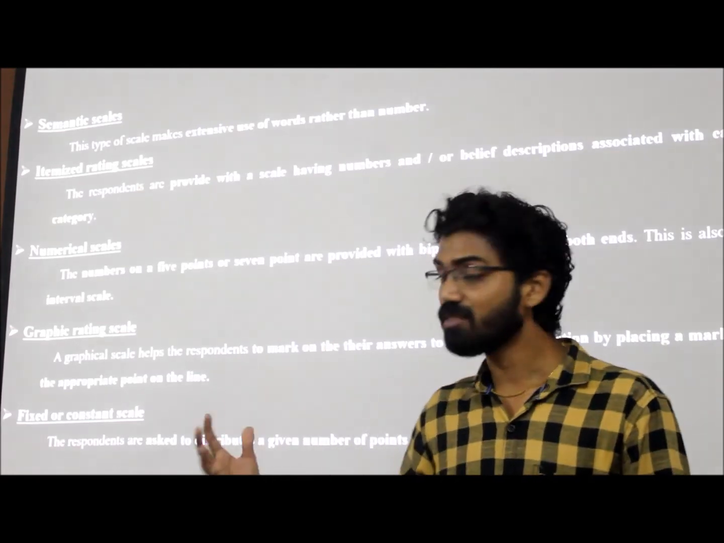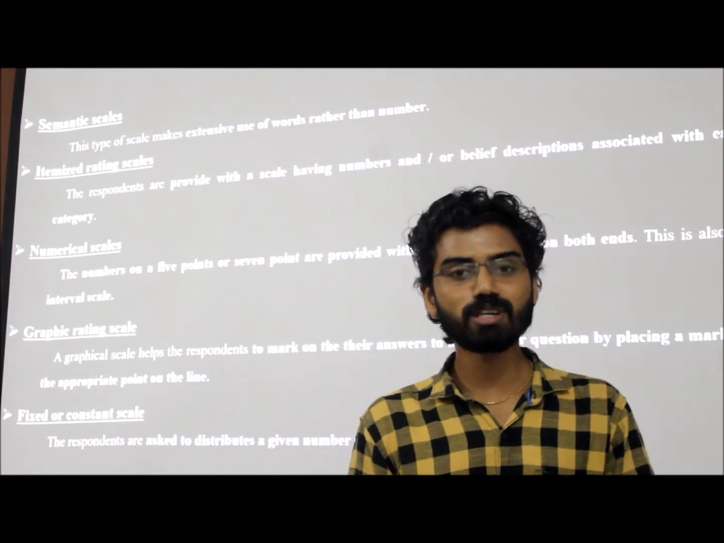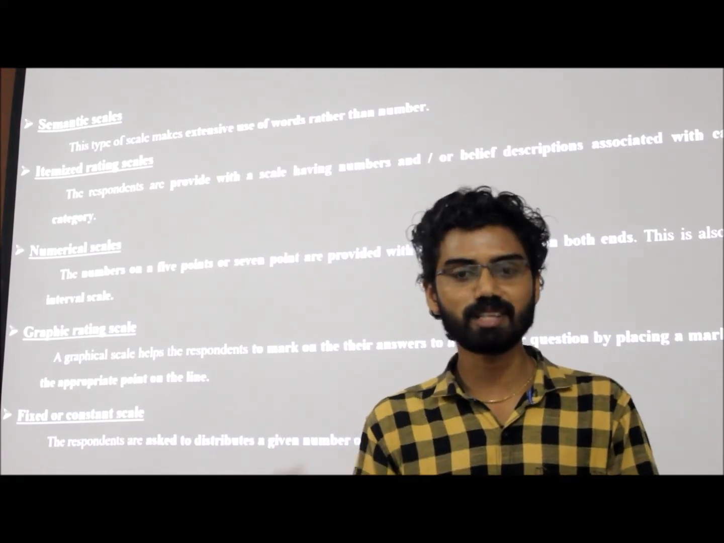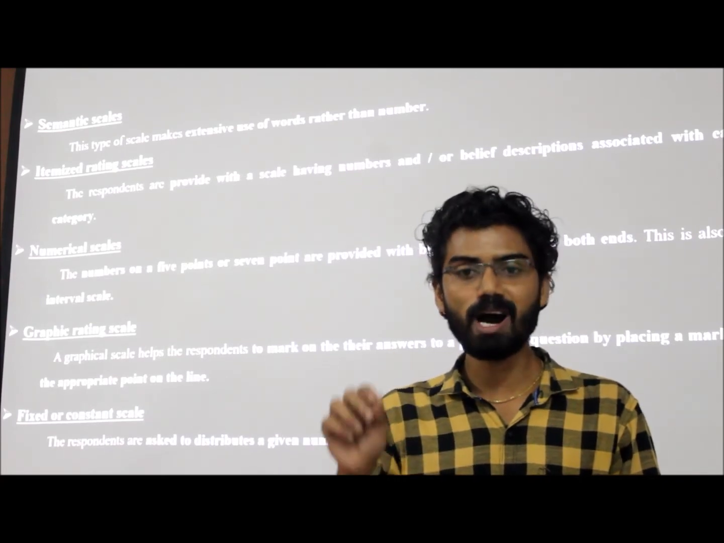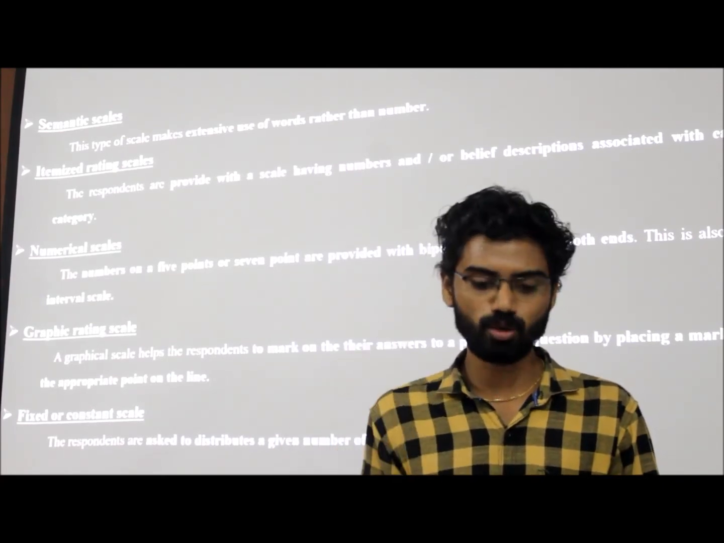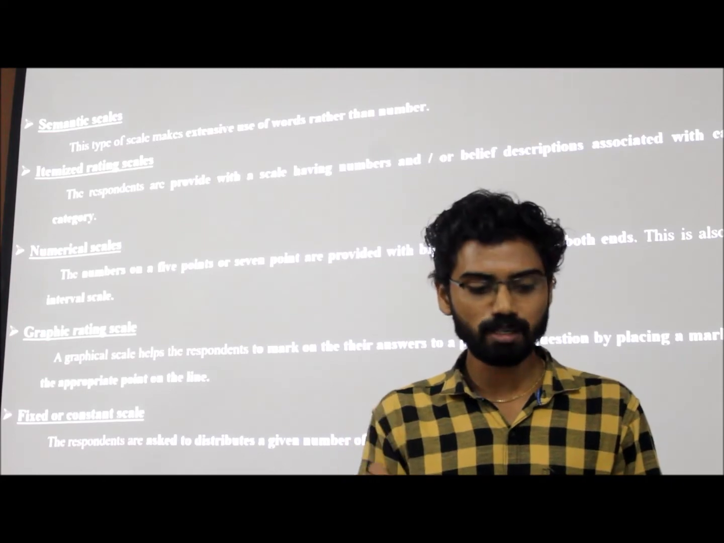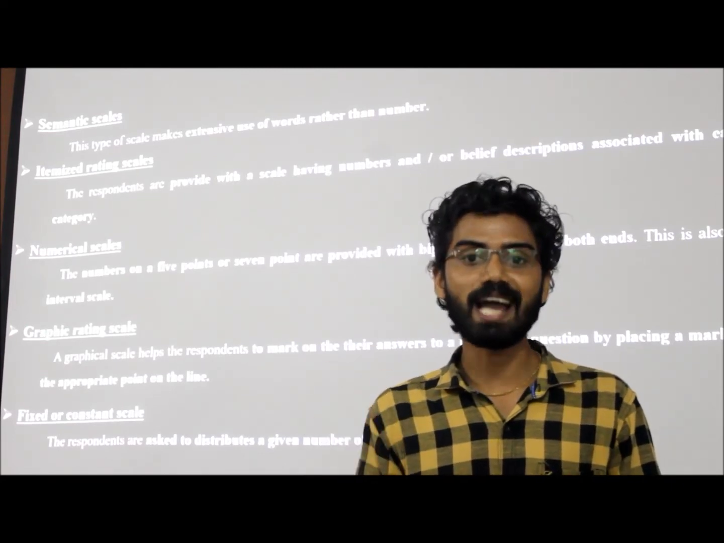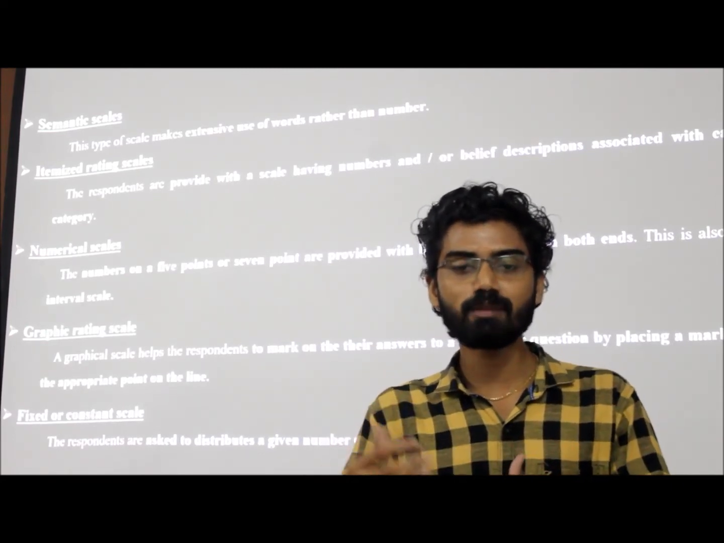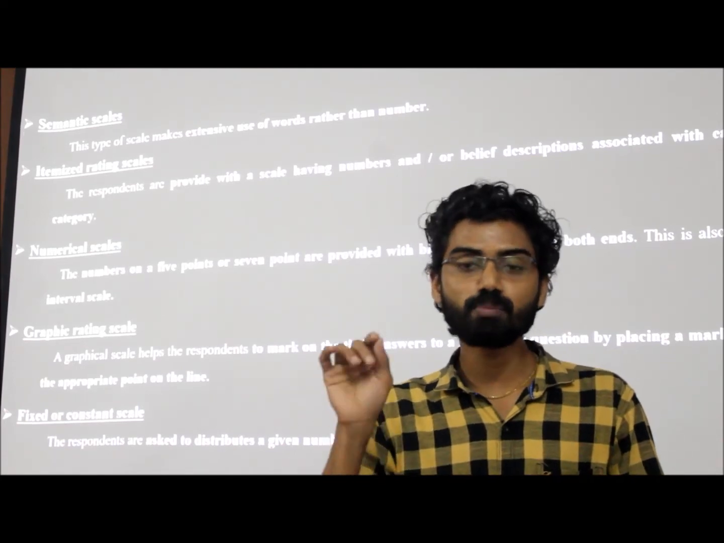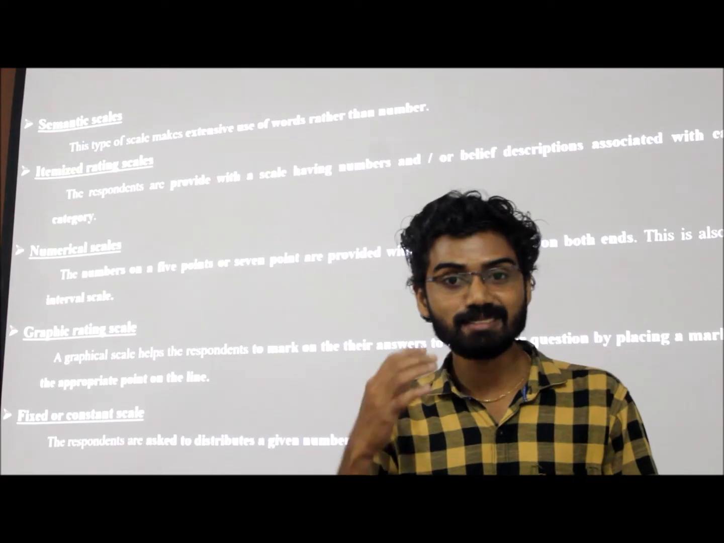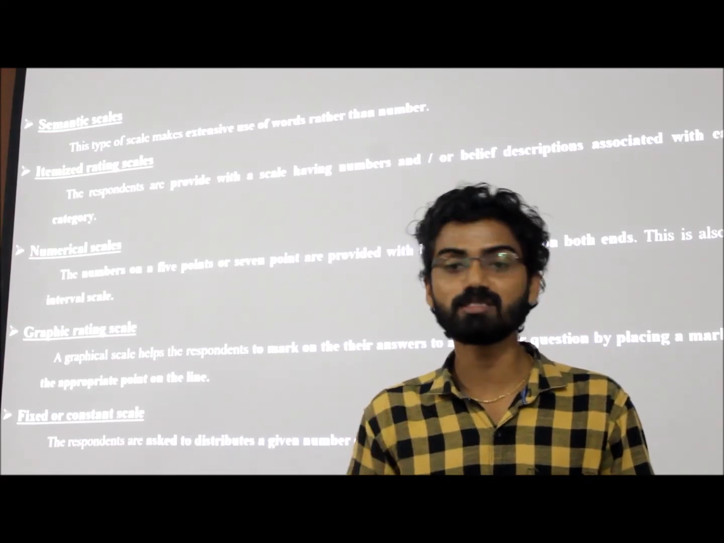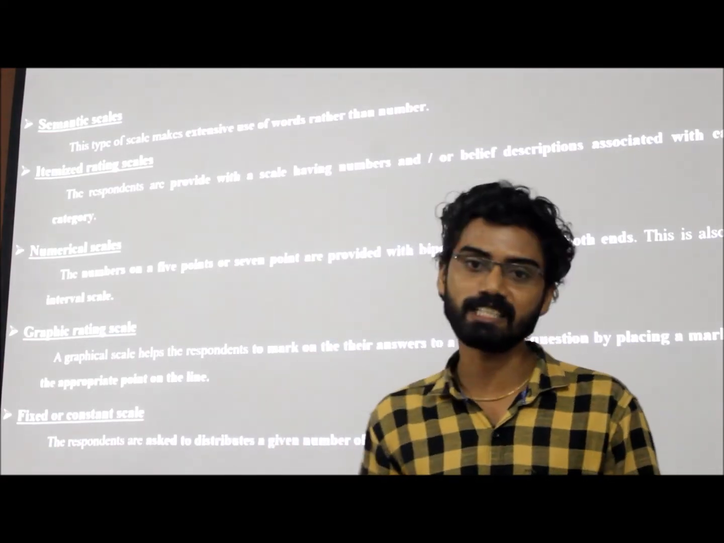And next one is graphic rating scale. It is also clear from the name, we are using the graphic rating. Okay, so a graphical scale helps the respondents to mark their answers on a particular question by placing a mark on the appropriate point on the line. Okay, so we will be providing a line graph or a graph, and the respondents have to put a mark on that particular graph. Thus we can get the exact measurement from that particular scale. That can be called as the graphic rating scale.